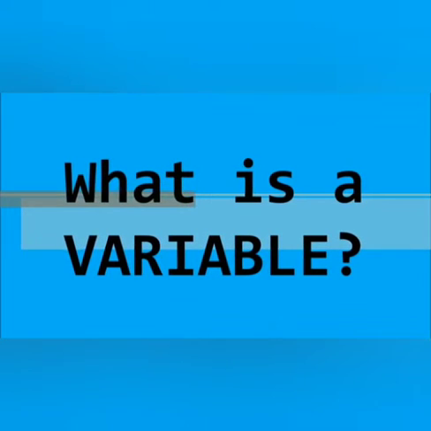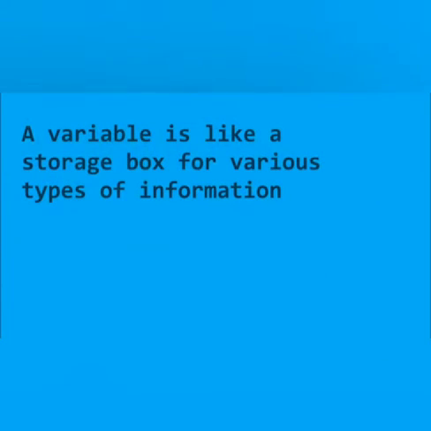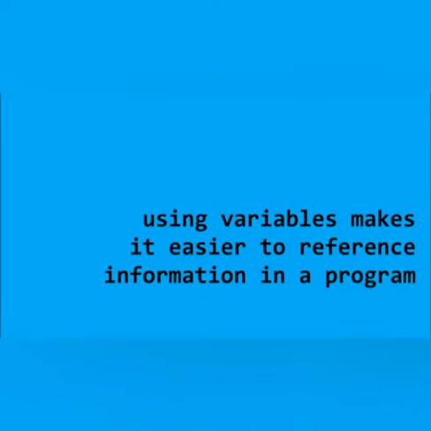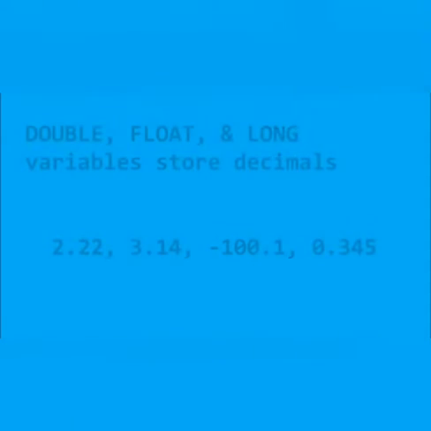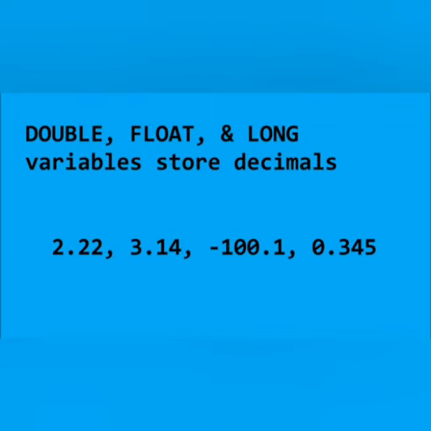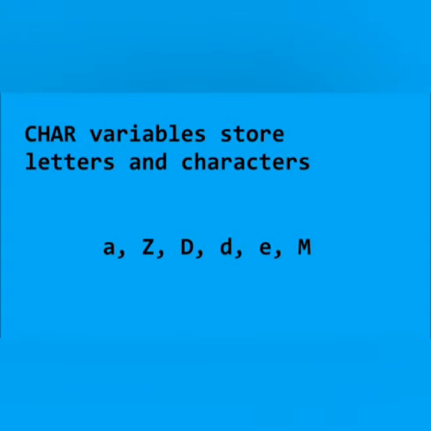The next one is variables. Variables are named boxes for storing data. For example, we can store a particular area in a variable name. When we do operations on data, we need to store the results in variables. The data stored in a variable is also known as the value of the variable. We can store a value in a variable or change the value of a variable using the assignment statement.